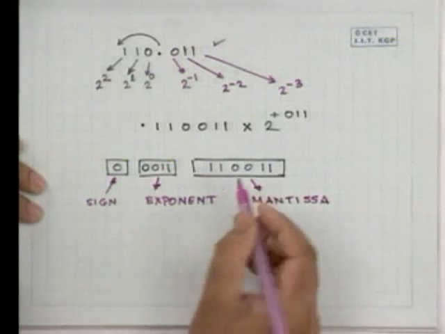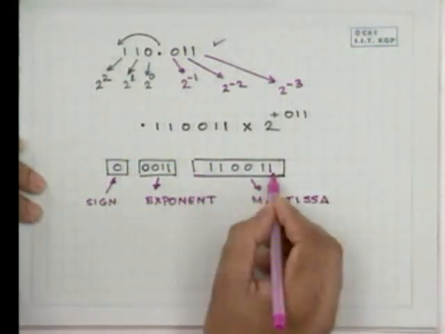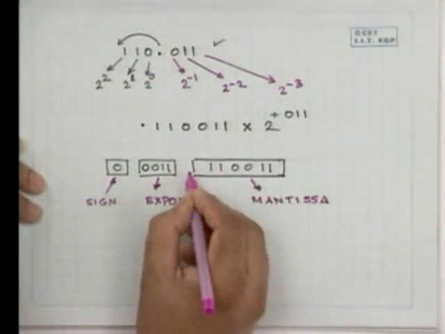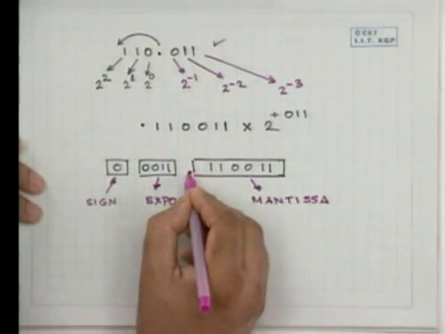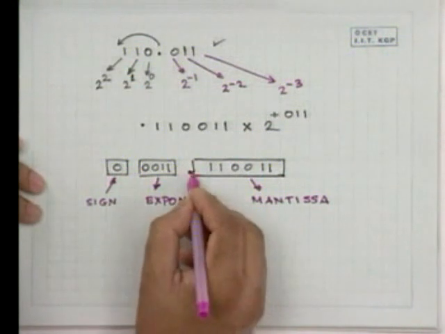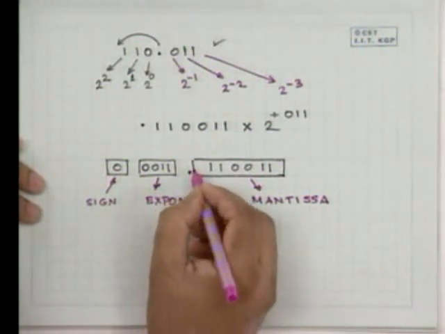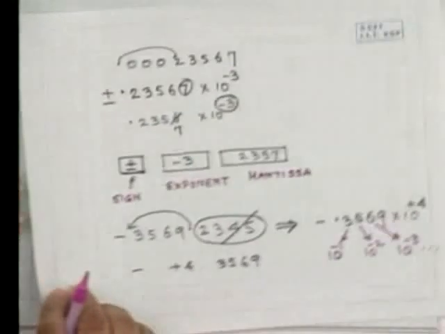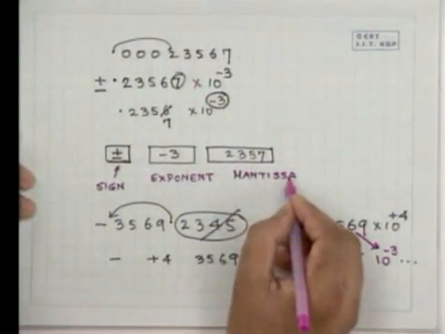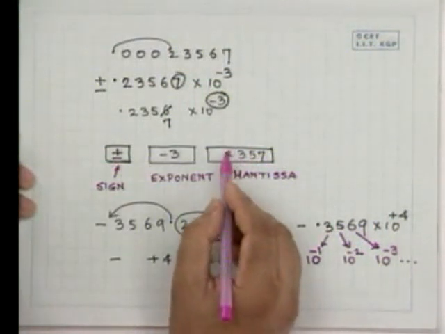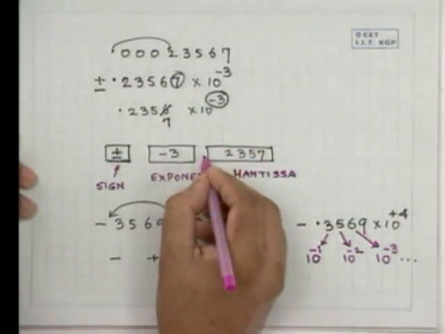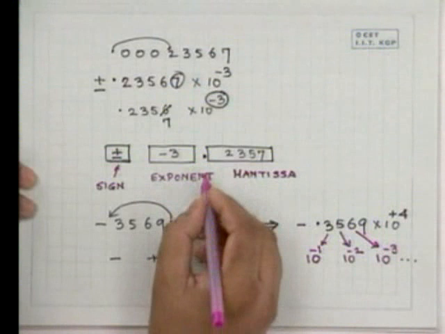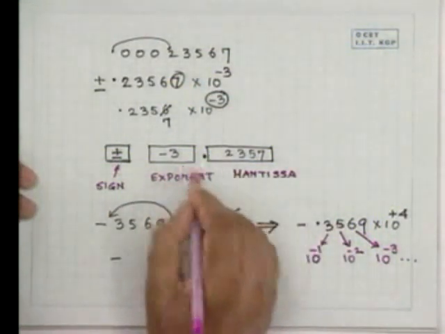mantissa. We assume here, when we represent it this way, that the binary dot is here, but we do not keep any position for the binary dot. Any representation of the binary dot is not there. It is only assumed that the binary dot is here. For example, when you put that mantissa 2357 for the decimal representation, we assume that a decimal dot is here, but we do not represent it because we do not need to represent it.